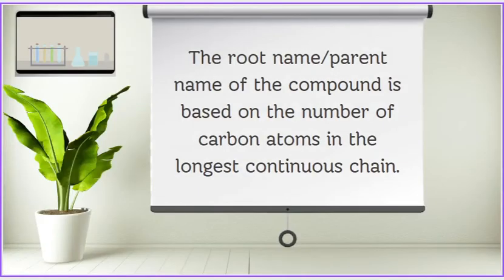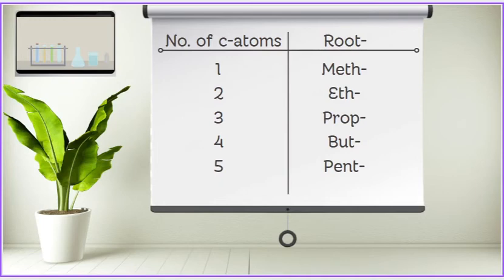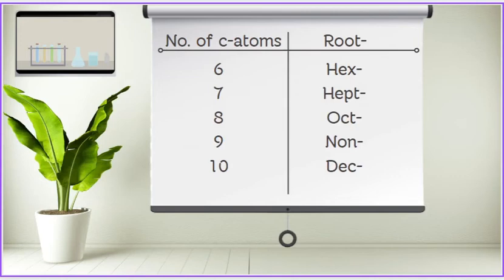So, like in the example, the parent word pentane comes from how many carbon atoms there are in a long straight chain of the compound. Pentane here means that there are 5 carbon atoms in the chain. Similarly, if you look at the table given, for one carbon atom, the naming will be meth. For 2, it will be eth. For 3, prop. For 4, but. For 5, pent. For 6, hex. 7, hept. 8, oct. 9, non. And 10 will be dec.